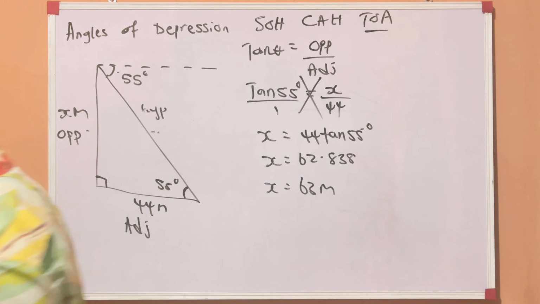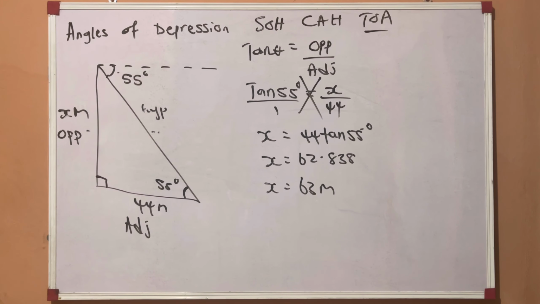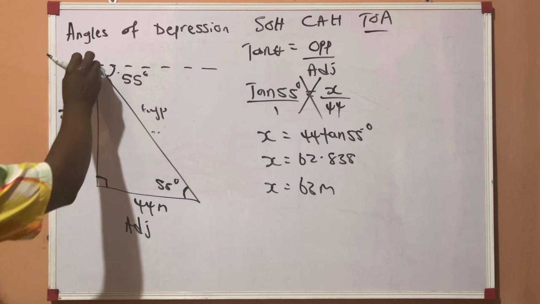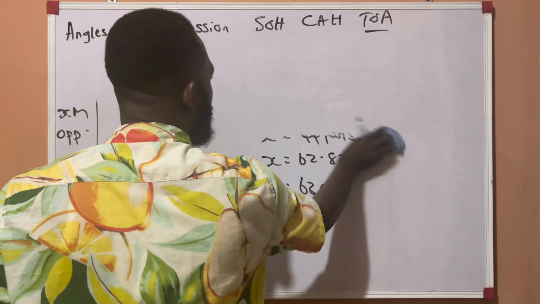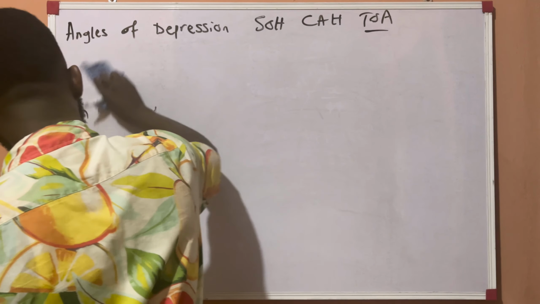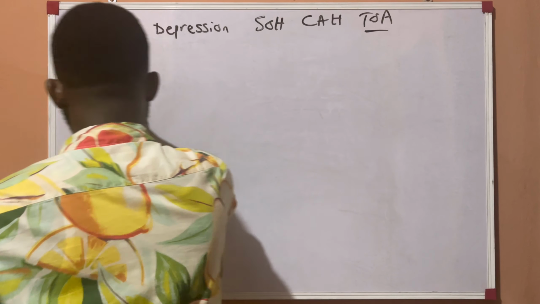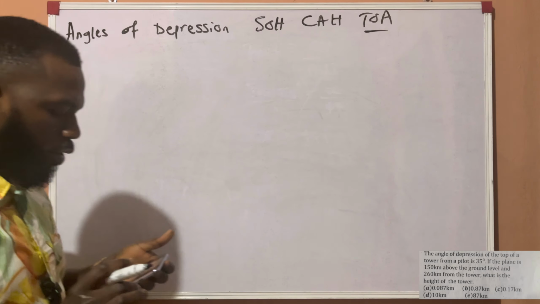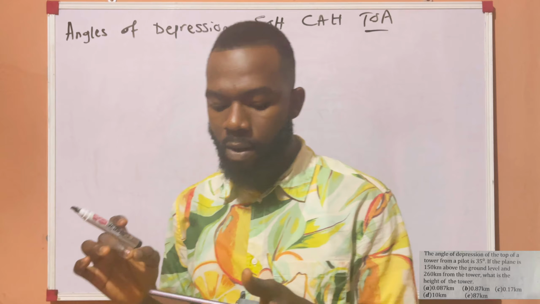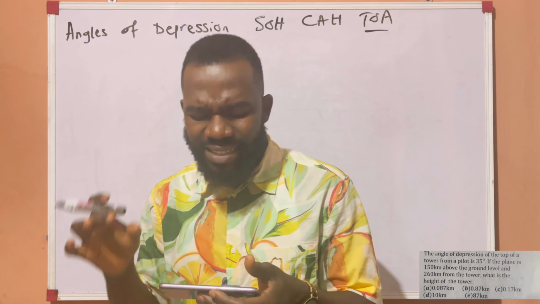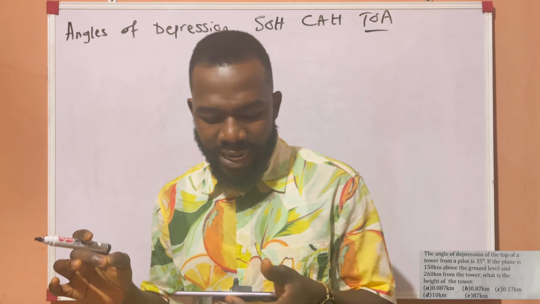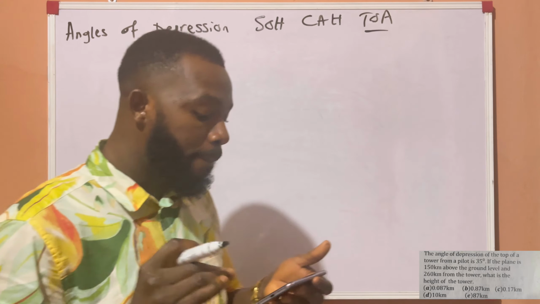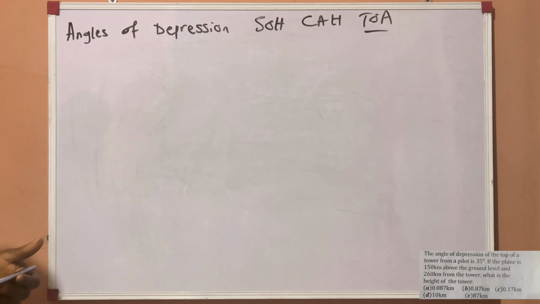Now, without wasting time, let us go to question number 2. Question number 2 says, the angle of depression of the top of a tower from a pilot is 35 degrees. If the plane is 150 kilometers above the ground level and 260 kilometers from the tower, what is the height of the tower?